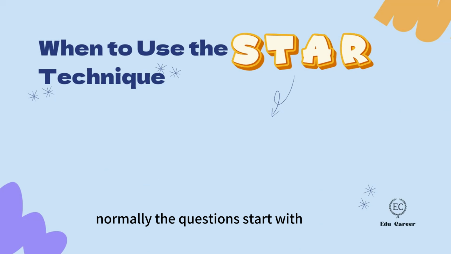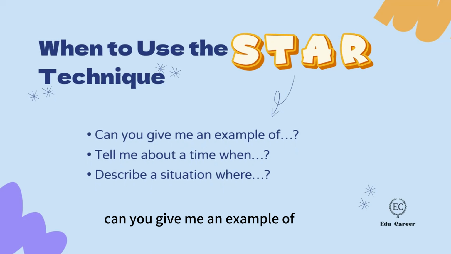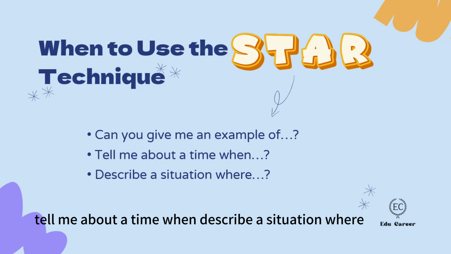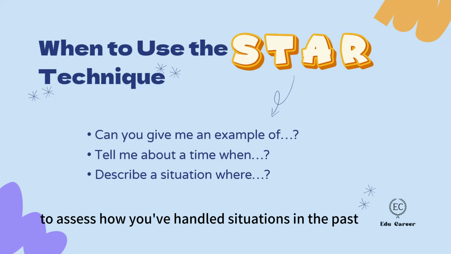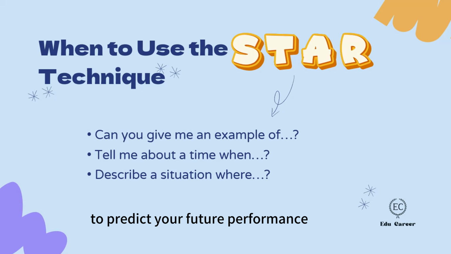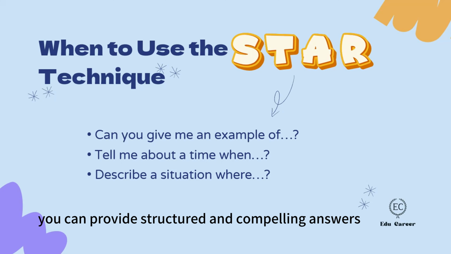Normally, the questions start with, "Can you give me an example of?" "Tell me about a time when." "Describe a situation where." These questions are designed to assess how you've handled situations in the past to predict your future performance. By using the STAR technique, you can provide structured and compelling answers.